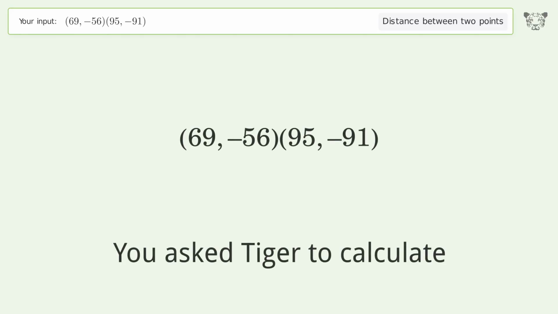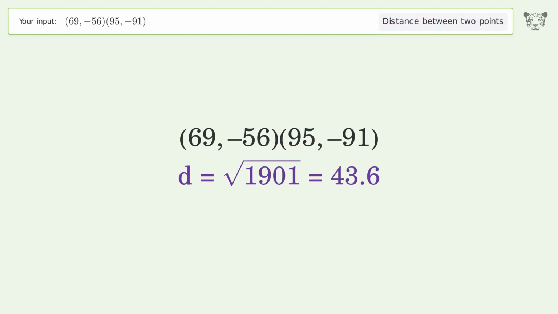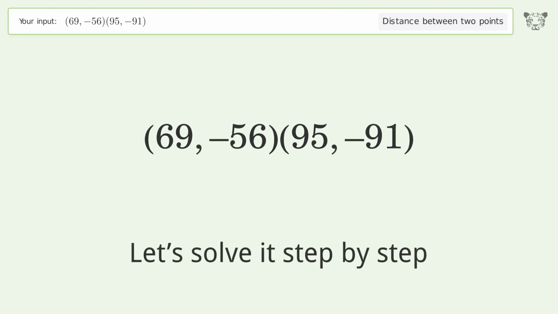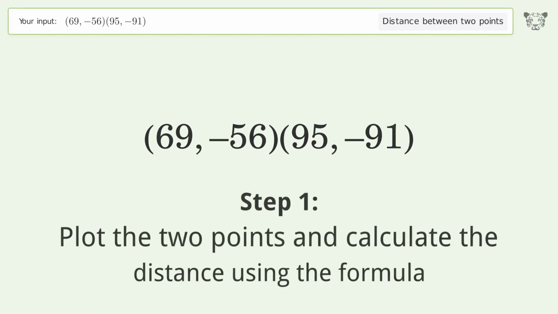You ask Tiger to calculate. This deals with the distance between 2 points. The distance between the 2 points is the square root of 1901, or 43.6. Let's solve it step by step. Plot the 2 points and calculate the distance using the formula.